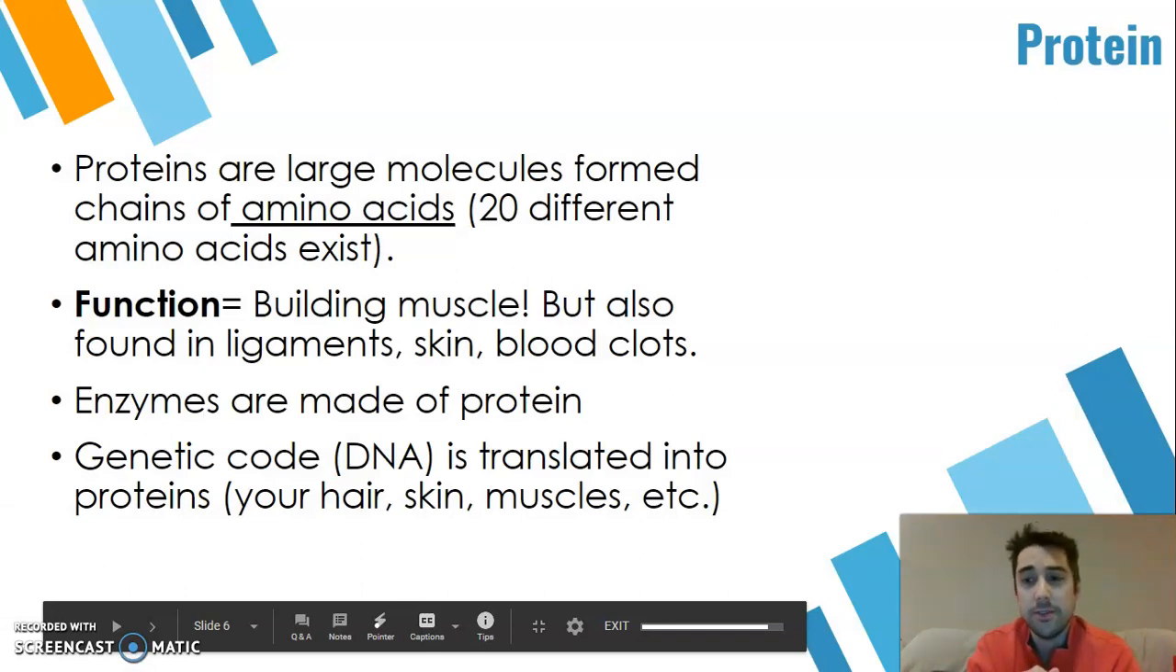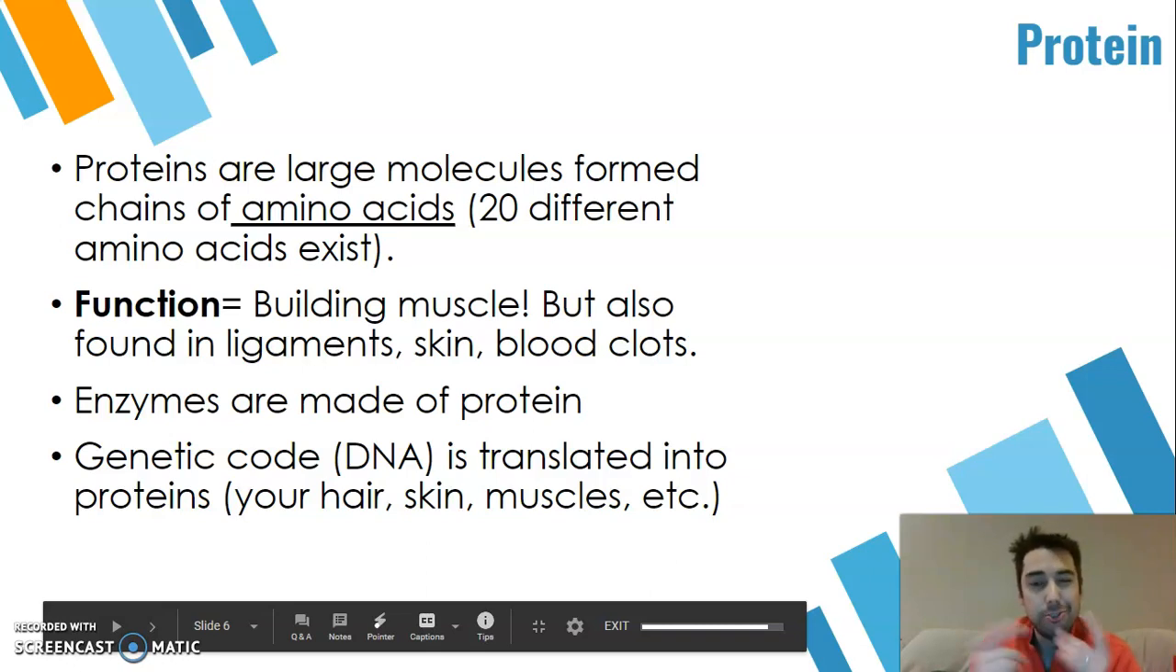Proteins, we're probably all familiar with. There's tons of stuff at the vitamin shop. You walk down an aisle at Walgreens or CVS and you might find proteins here, proteins there, branched chain amino acids, protein bars. Proteins are made up of molecules called amino acids. There are 20 different amino acids that exist.